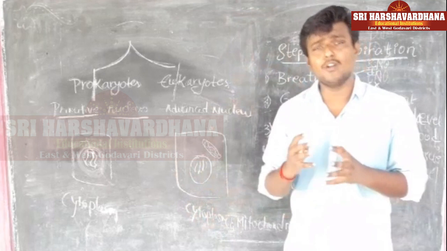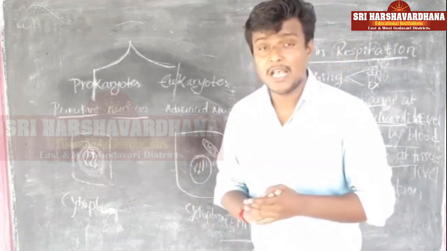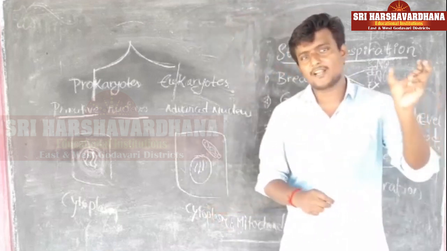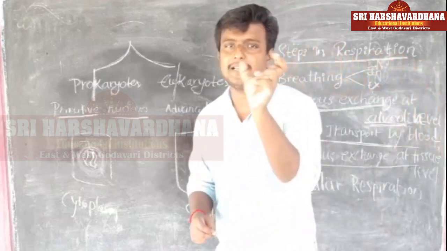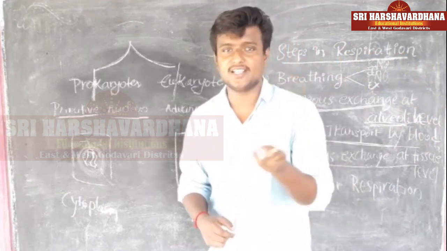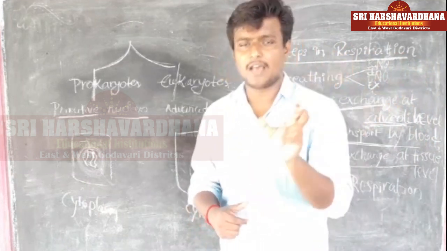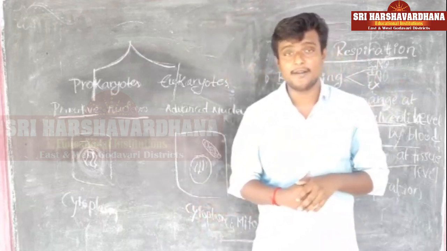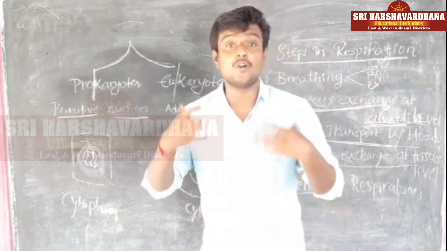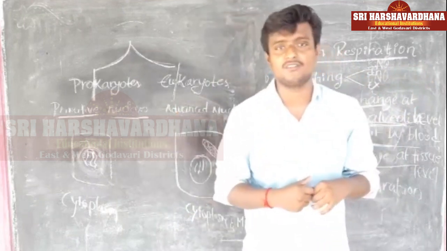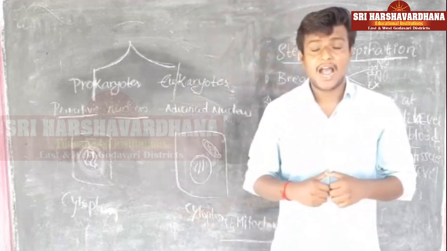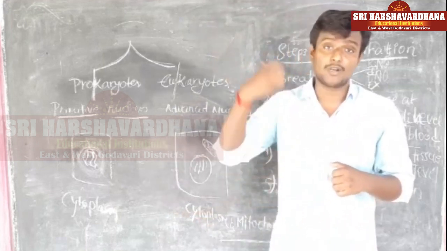When we talk about cellular respiration, I have given you one simple equation: glucose breaks down with oxygen and liberates energy, and at the same time liberates carbon dioxide and water. This is a single step, a single equation. But cellular respiration is not a single equation; a number of reactions and steps are involved. We are not discussing all those in this class, but we will discuss them in higher classes.